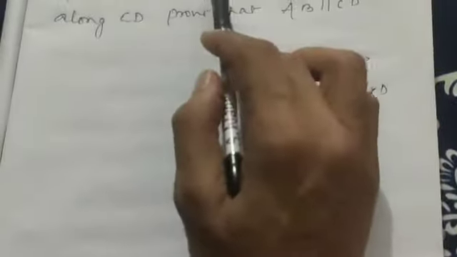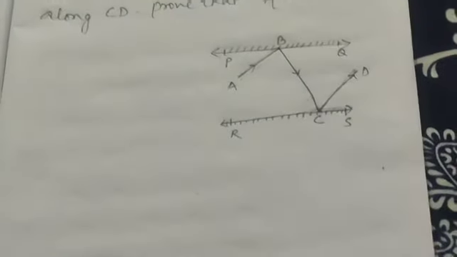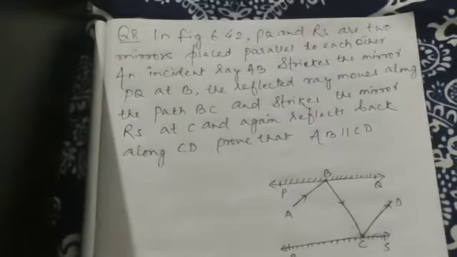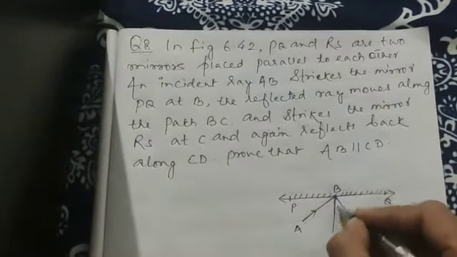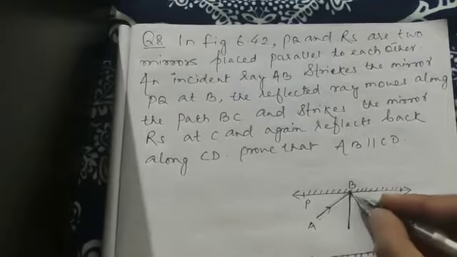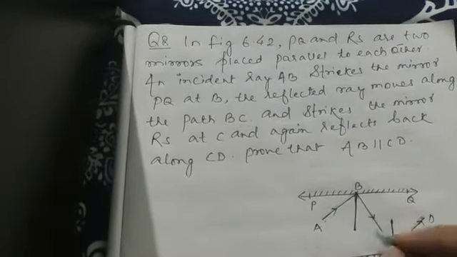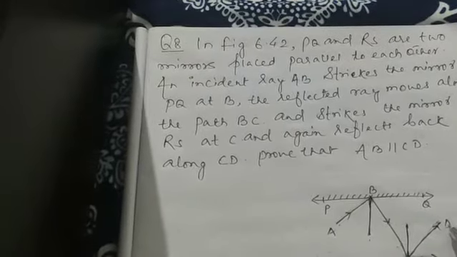Okay, so here this story has been given about the reflection and the incidence, and they say to prove that AB is parallel to CD. So let us do some construction. We will draw the normals. You know the normals are perpendicular, right? So we have drawn these two normals, and let us give names.